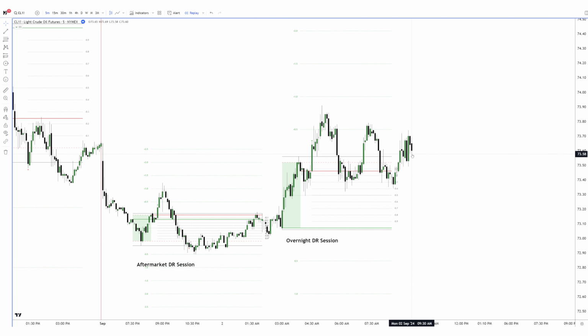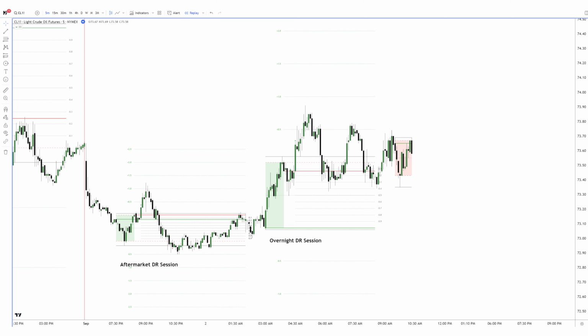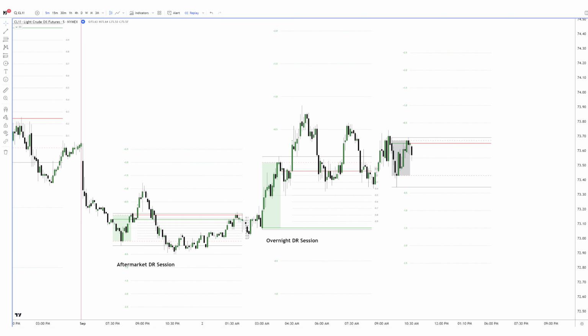What do you already know here? The opening is above the ODR, which already excludes a possible DR downside model coming into play. At 10:30 a.m. the box has formed. The opening and closing price is equal, which makes it a gray DR box. What more information do we have here?